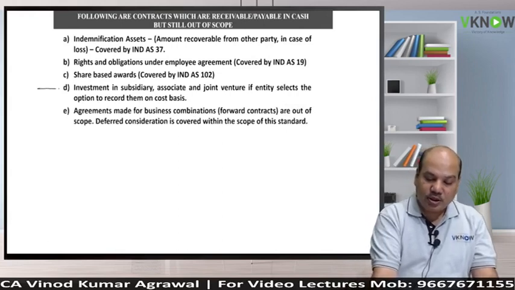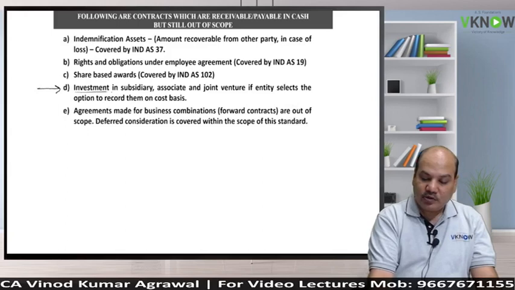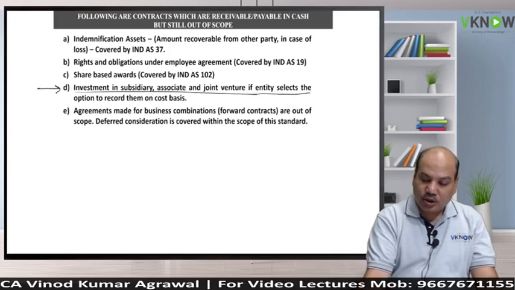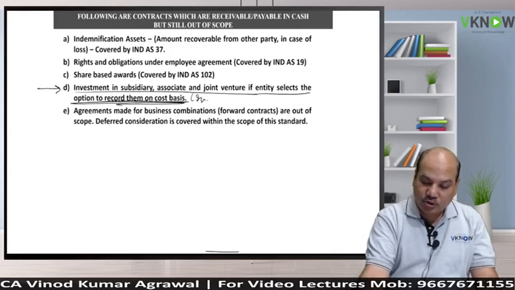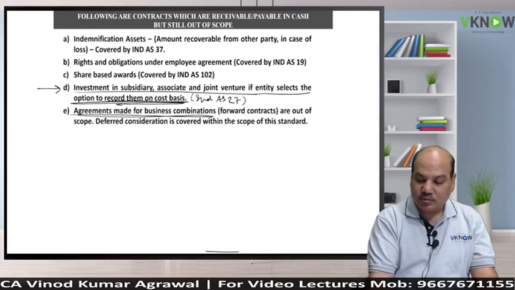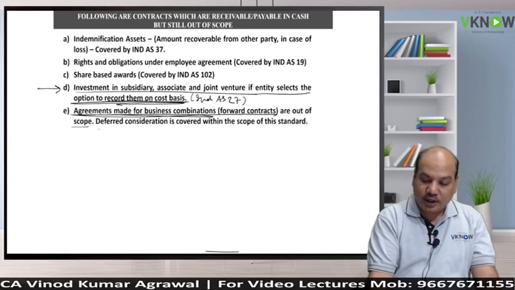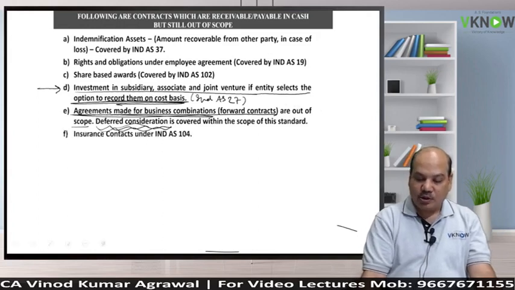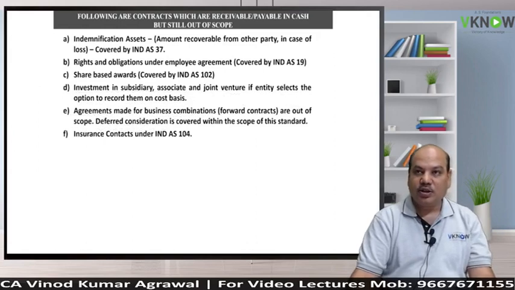Now this point, underline it. If you have investment in subsidiary, associate and joint venture, and you are recording them using the cost model, Ind AS 27 will apply. Then agreements for business combination, forward contracts, are out of the scope of the standard, but deferred consideration payable in a business combination is in the scope. We have to record them at present value. Do you remember present value, deferred consideration?